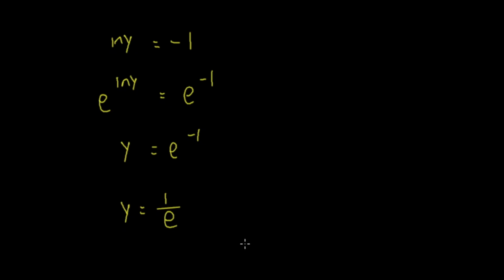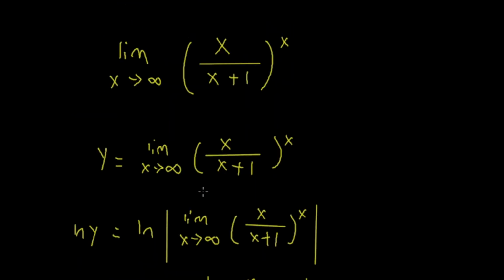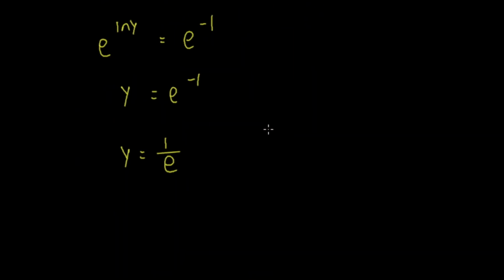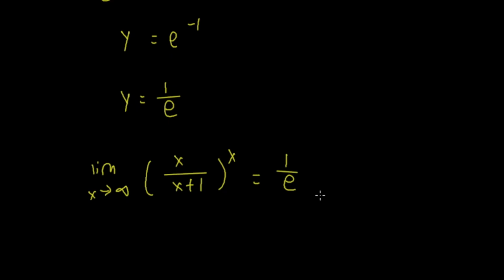Okay, now what is y? We said y is equal to this original limit here, right? At the beginning. So that means the original limit is equal to 1 over e. Okay, so that's the answer.